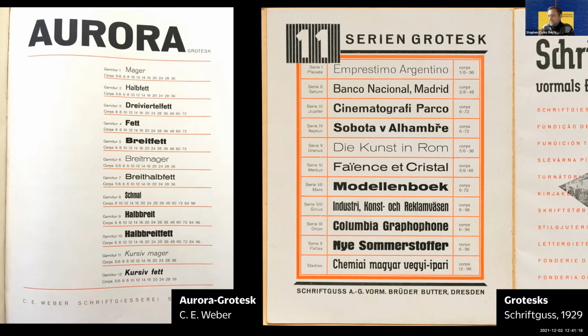So on the left, you see a specimen from C.E. Weber, and then on the right from Schriftguss. And it was such a large family that there were all sorts of different ways of naming it. So Schriftguss, for example, was calling it by various planets. So they just called the family Grotesque, but each style was a planet: Saturn, Jupiter, Neptune, Uranus.